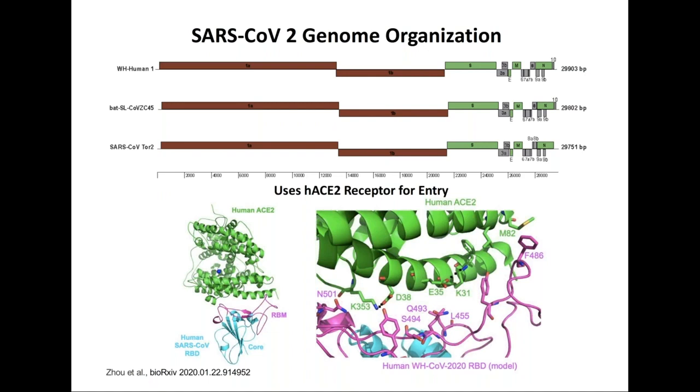Green is the ACE2 molecule, purple is the receptor binding domain of SARS-2, and it looked like it made a very nice interface, and that's been now demonstrated by several groups using biochemistry assays, as well as a capacity to infect cells overexpressing the human ACE2 receptor. Next slide.